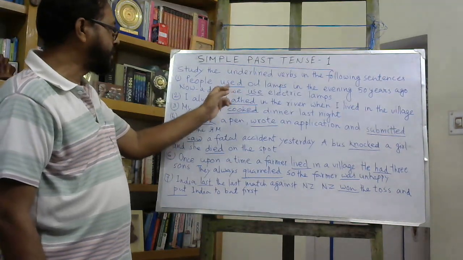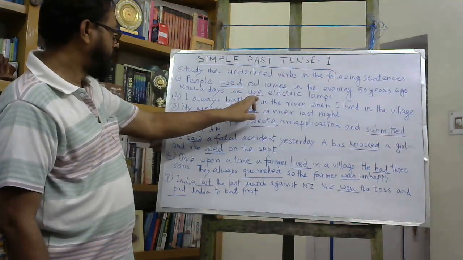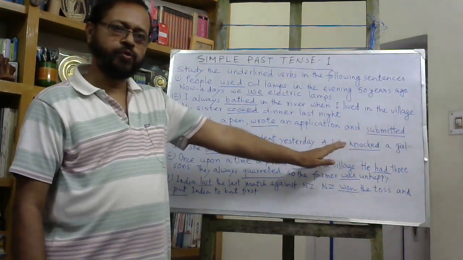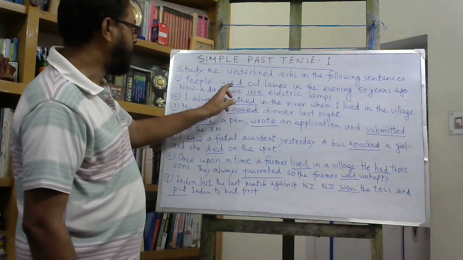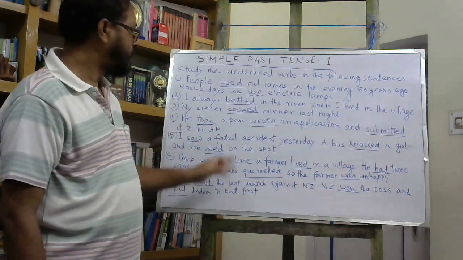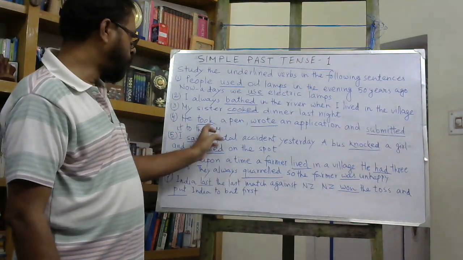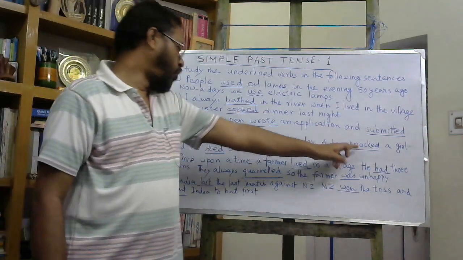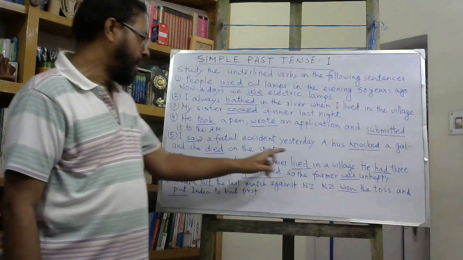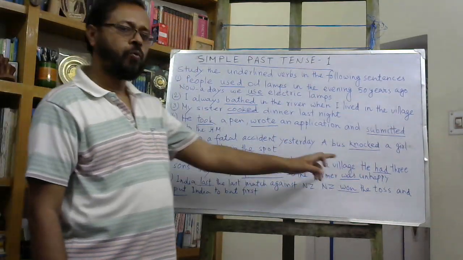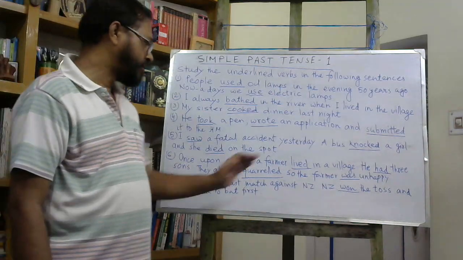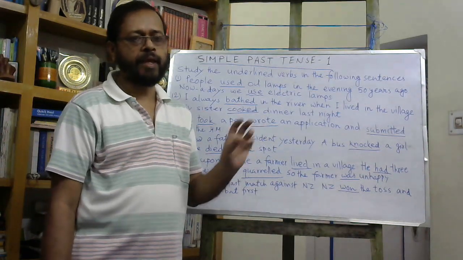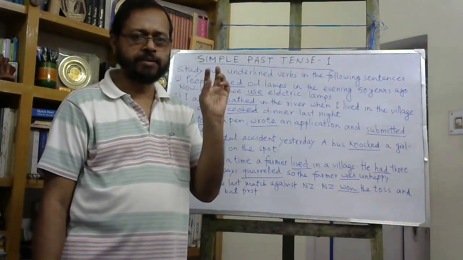Which form is used here? In most of the cases, except this one, we have used V2, that is the past form of the verbs. Used, baked, cooked, took, wrote, submitted, saw, knocked, died, lived, had, quarreled, was, lost, won, put. So these verbs are in the second form, that is in the past form.